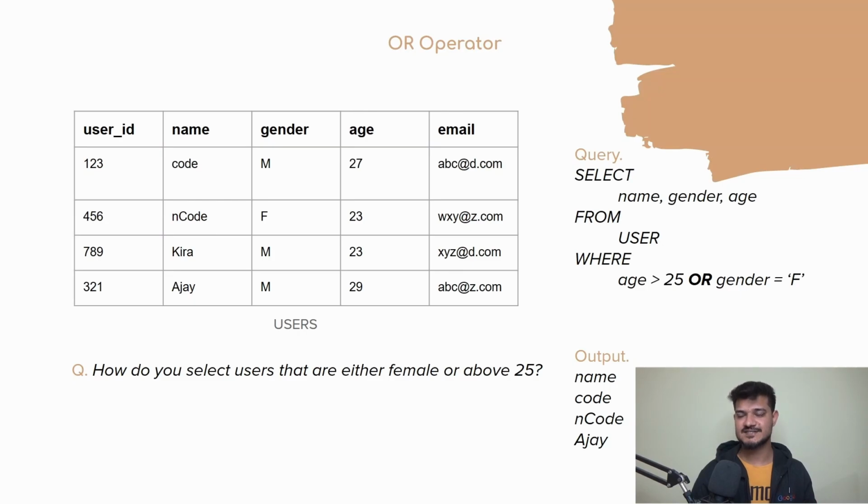If that is the case, then you should use the OR operator. OR works like that only, right? You have conditions combined by OR. If any of the conditions is true, the row will be selected, right?